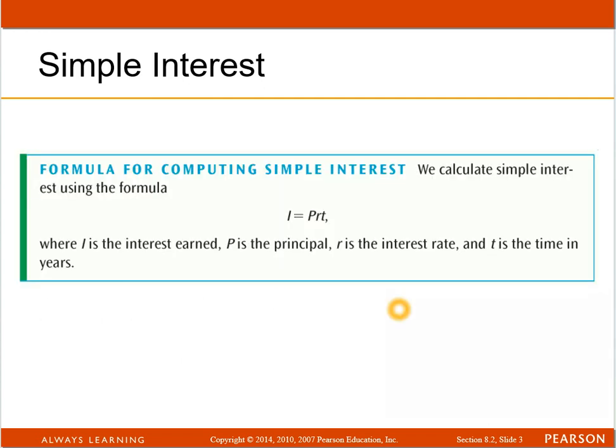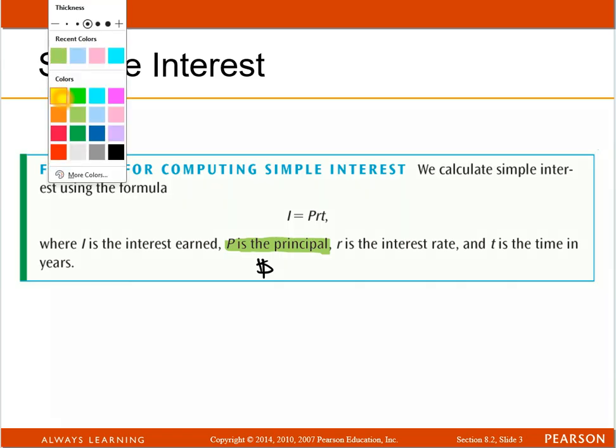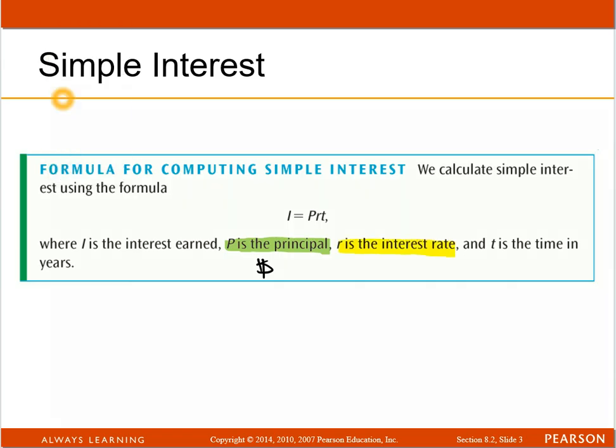And then this is the formula for simple interest, and it really is very simple. It's just I equals PRT. The principal is your dollar amount, all right? That's how much money you're spending. And then your interest rate is R, and in section 8.1, that's your percentage.